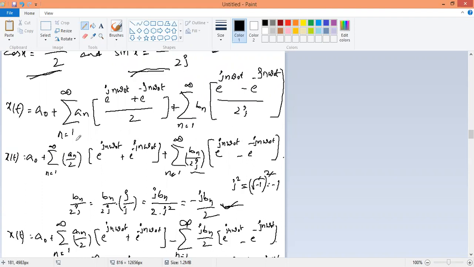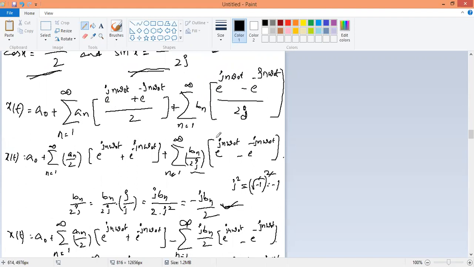x of t equal a naught plus sigma n equal 1 to infinity an (e power j n omega naught t plus e power minus j n omega naught t) by 2 plus sigma n equal 1 to infinity bn (e power j n omega naught t minus e power minus j n omega naught t) by 2j. It is the complex exponential form of the sin and cos terms. Next, here 1 by 2 is constant and 1 by 2j is constant. We are separating them from this one.